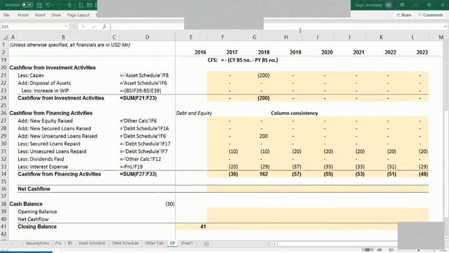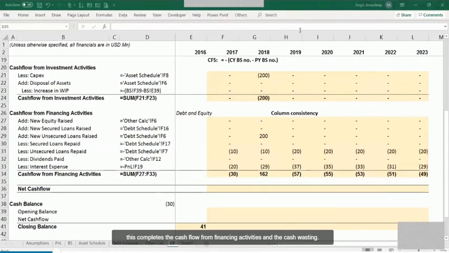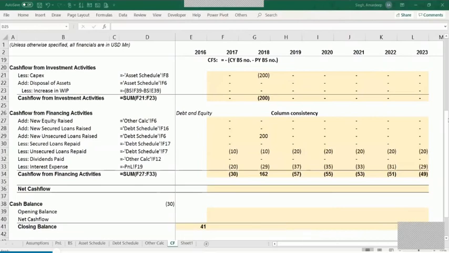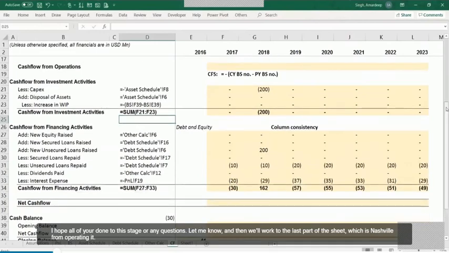So this completes the cash flow from financing activities and the cash flow from investing activities. I hope all of you are done till this stage. For any questions, please let me know. And then we'll move on to the last part of the sheet, which is cash flow from operating activities.